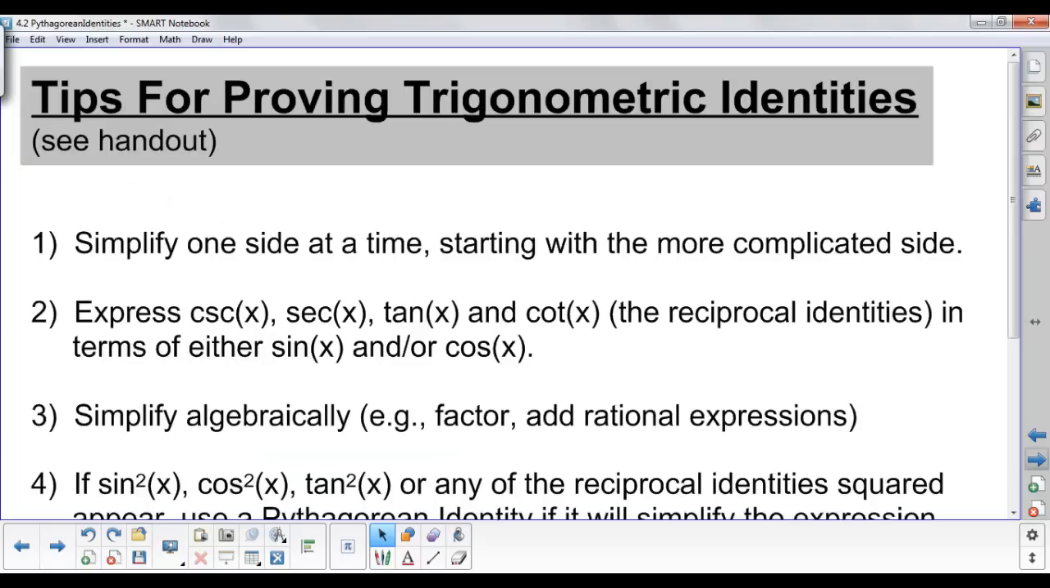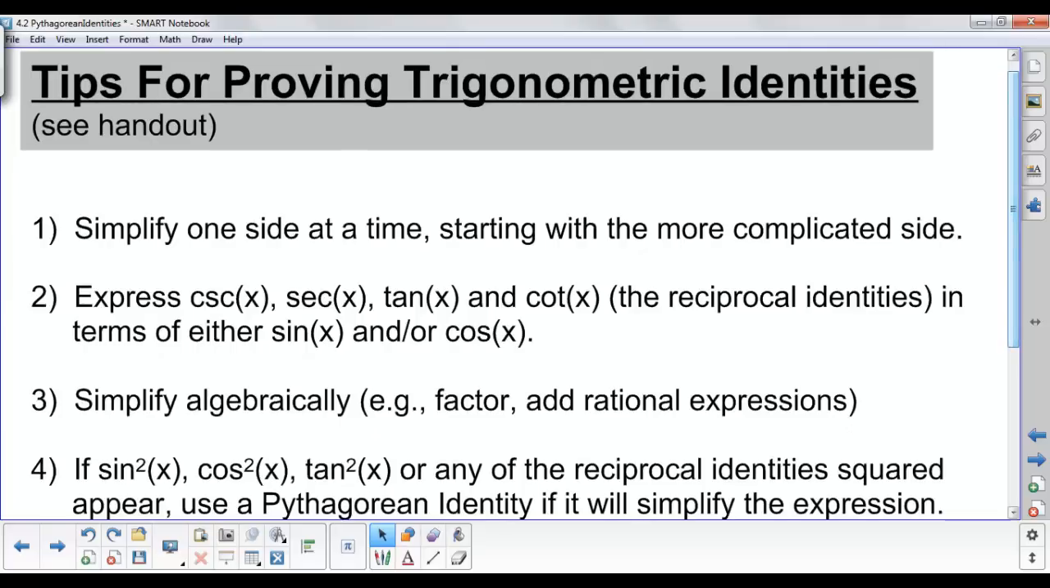As far as just general tips for proving identities, you kind of saw something similar to this in the lesson posted yesterday, and there's going to be a handout that you could look at that lists these suggestions as well. And again, these are guidelines. You're not going to find that the same process works every time, but these are at least some things to keep in mind.